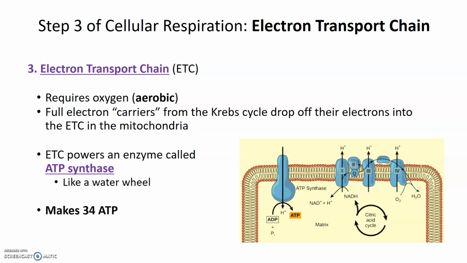And this is where the most ATP comes from in the 3 steps of cellular respiration. Because the electron transport chain generates about 34 ATP for one glucose molecule. And so if you remember, the glycolysis makes about 2 ATP per glucose. The Krebs cycle makes 2 ATP per glucose. The electron transport chain makes 34 ATP for one glucose. And so this aerobic step of respiration is the one that actually generates the most energy.